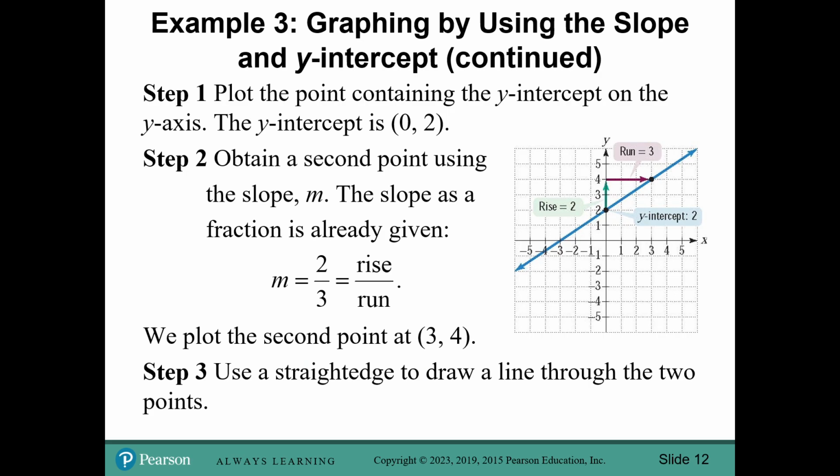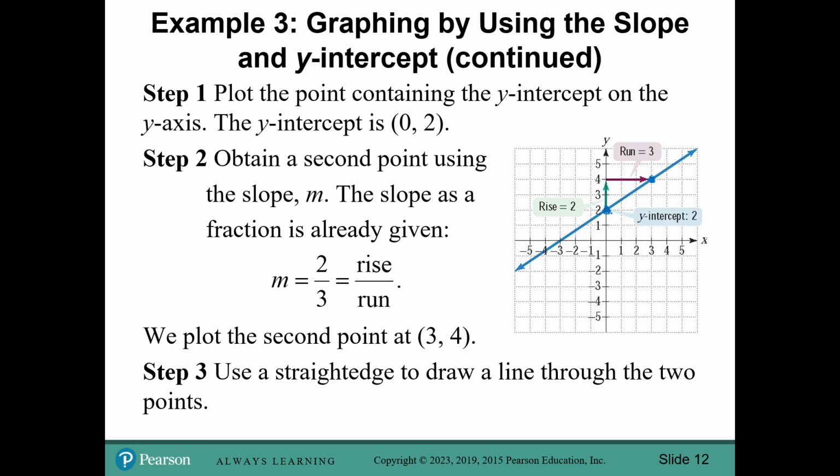So step 1, we want to plot the point containing the y-intercept on the y-axis. In this case, we found the y-intercept to be (0, 2). So we go 0 on our x-axis up to 2. We have plotted this point right here for our y-intercept. Now we want to obtain the second point by using the slope m. The slope is already given as a fraction, so I'm just going to use it as is, 2/3, which means we rise 2, so I go up 2 points, 1, 2, and then I go over 3 points. I run 3 points, 1, 2, 3. And now I have a second point here that I can plot.